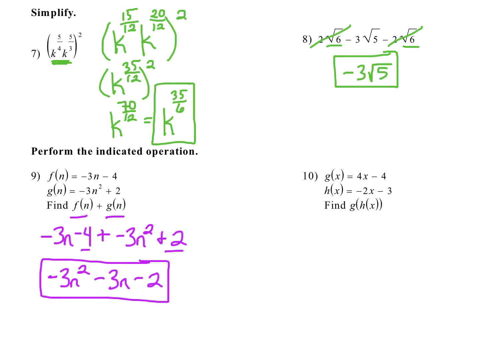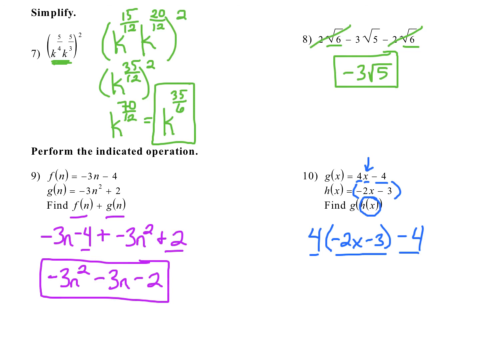Now a composition function, g of h of x, means that I'm going to take h of x and I'm going to plug it in for x in g of x. So in other words, I'm going to take this whole function right here, negative 2x minus 3, and I'm going to plug it in for the x in 4x minus 4. So I take 4 and then I plug in negative 2x minus 3 minus 4. Okay, so I just took the 4x, I plugged in negative 2x minus 3, and then minus 4.